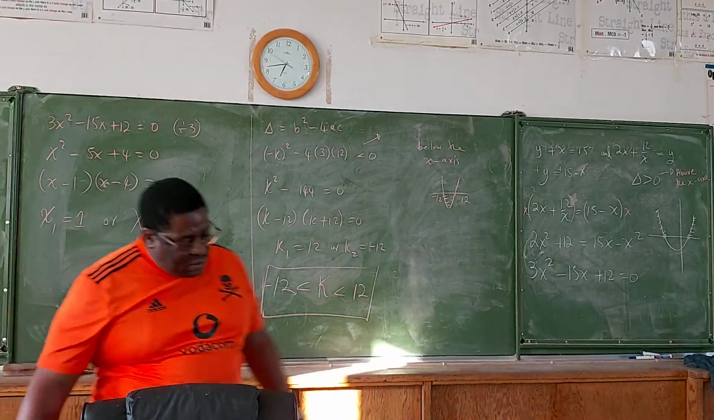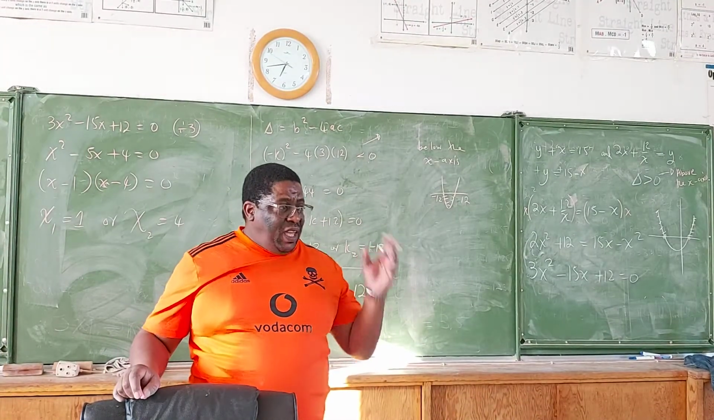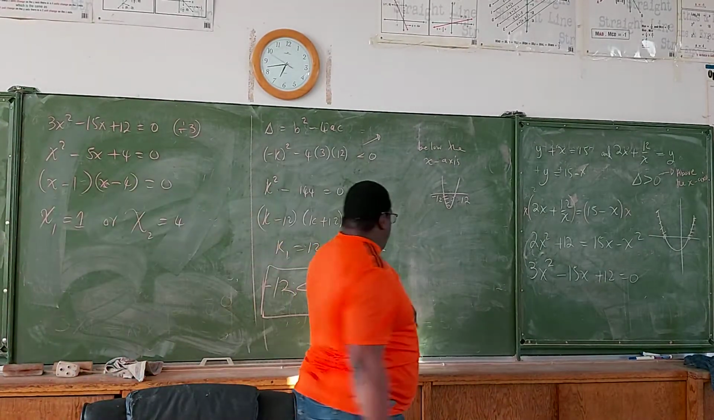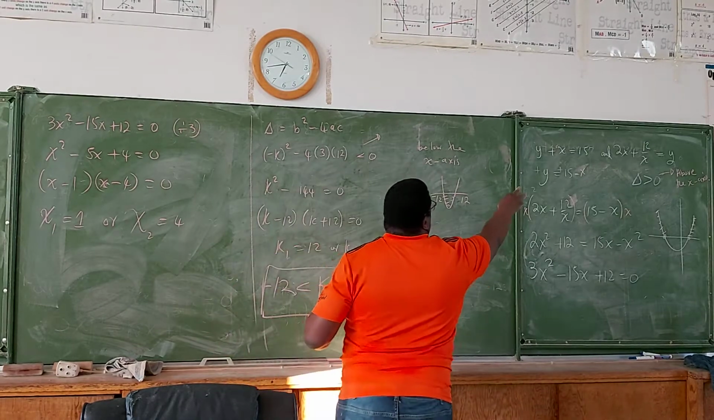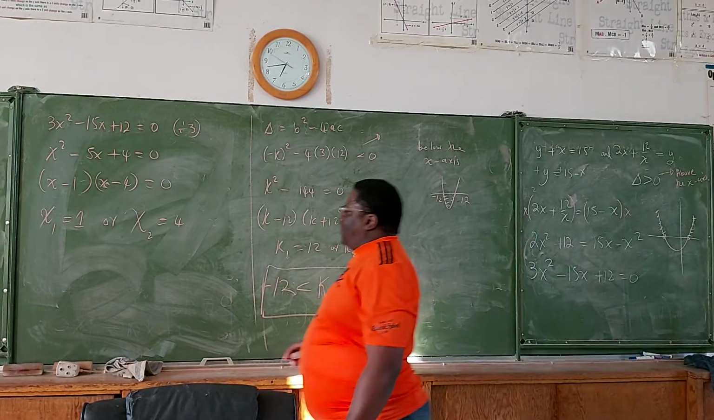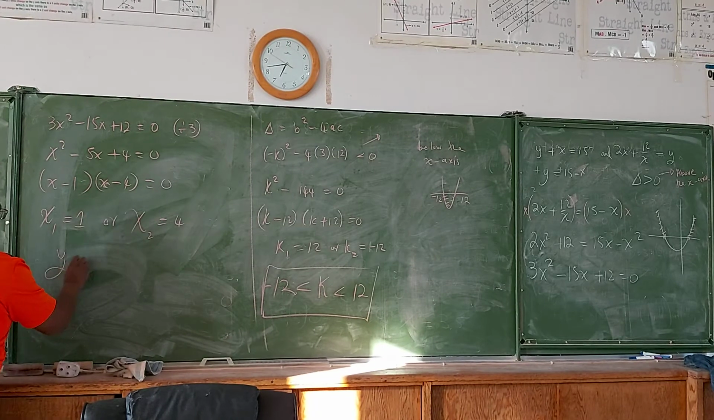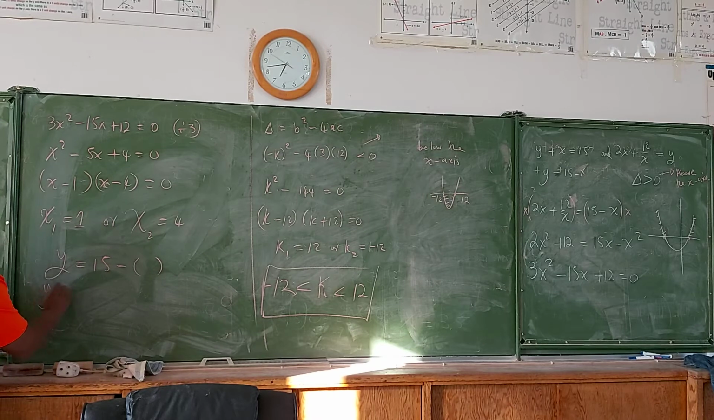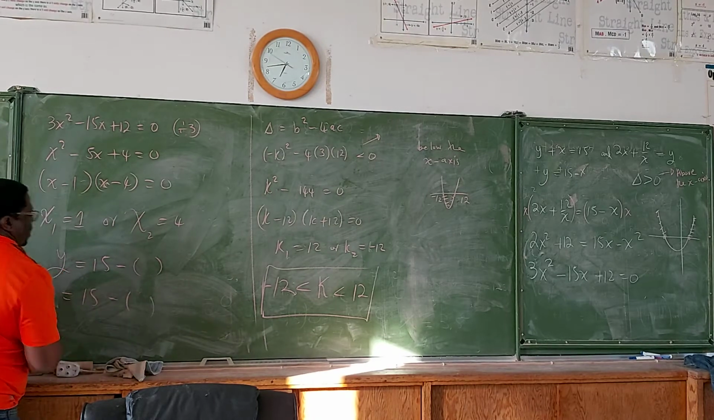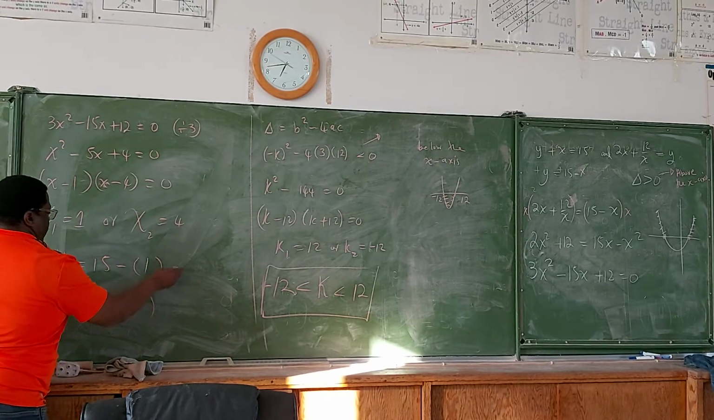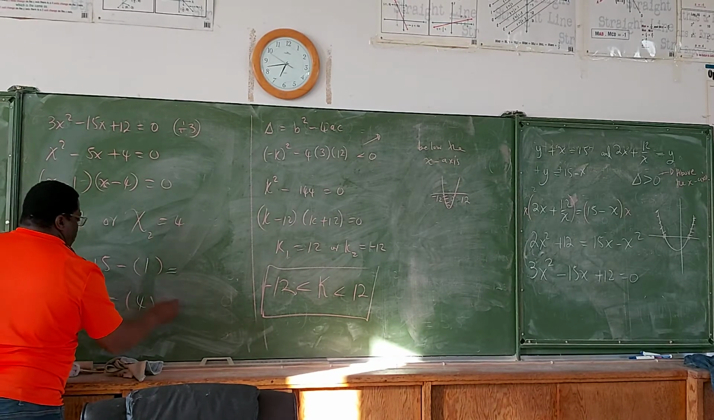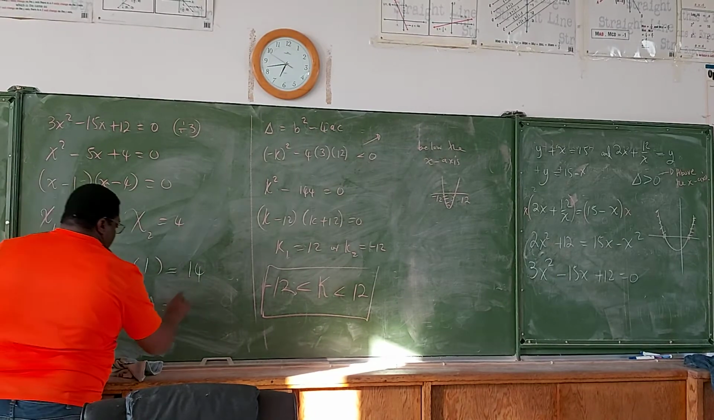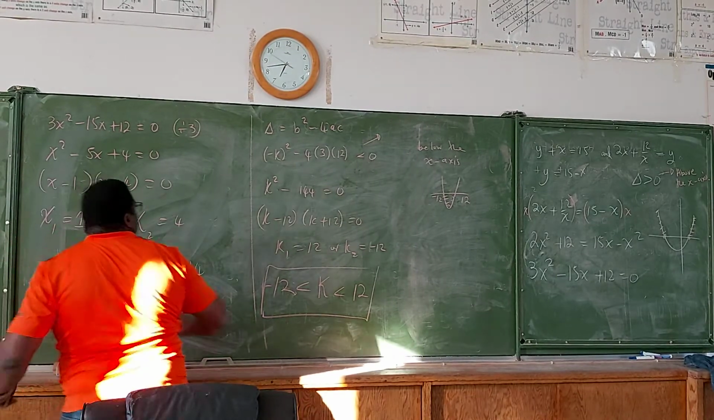Right? But it's not it. We are supposed to find the coordinates of the points. So now we have the x values, we need to find the y values by substituting into the straight line, y equals 15 minus x. So when it's 1, what do we get? When it's 4, what do we get? This is going to be 14, yes? And this is going to be 11.